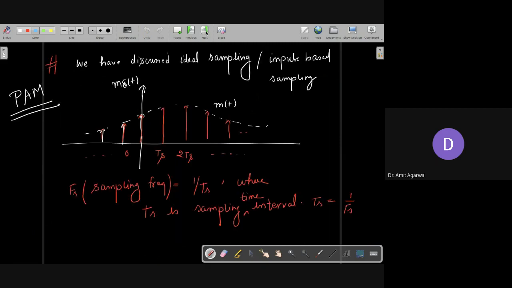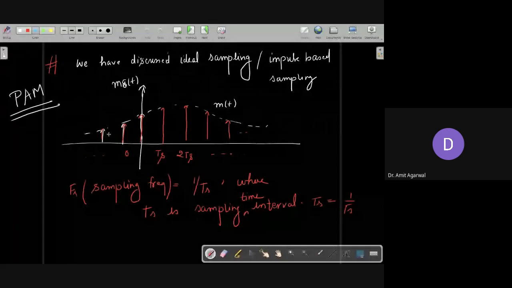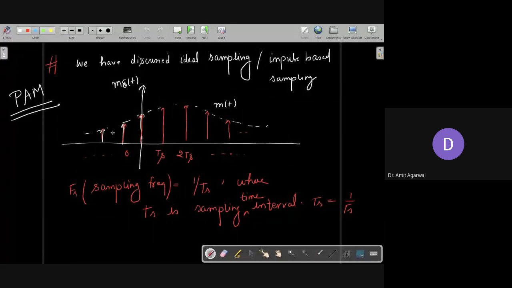Next. Here we have assumed ideal sampling, but in practice, we cannot generate an ideal pulse, right?